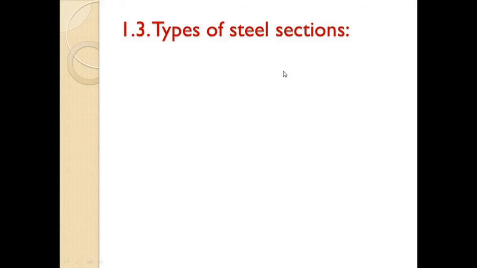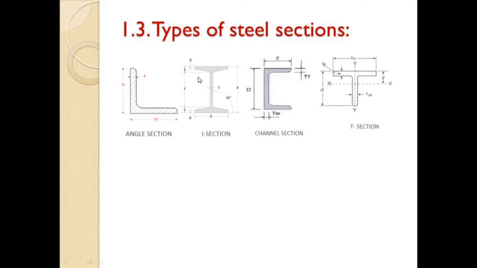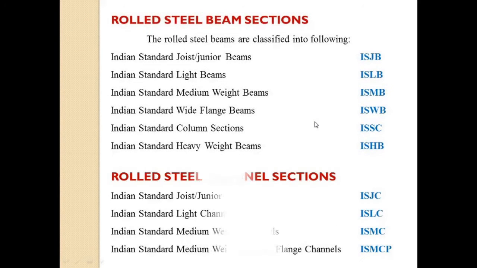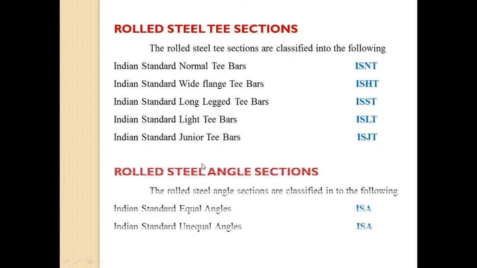In the last lecture, we studied the different types of steel sections, that is angle section, beam section, channel section, T sections, and where these sections can be used in a steel structure. Next, we looked at the different rolled steel beams, their full forms and abbreviations, also for channel section, T section, and angle section.